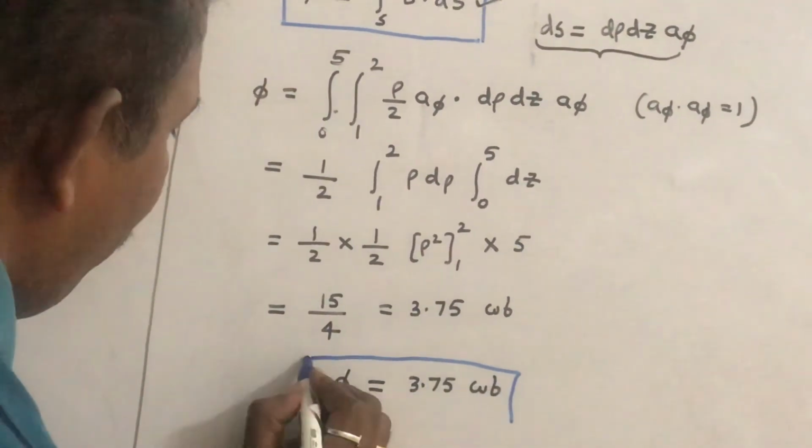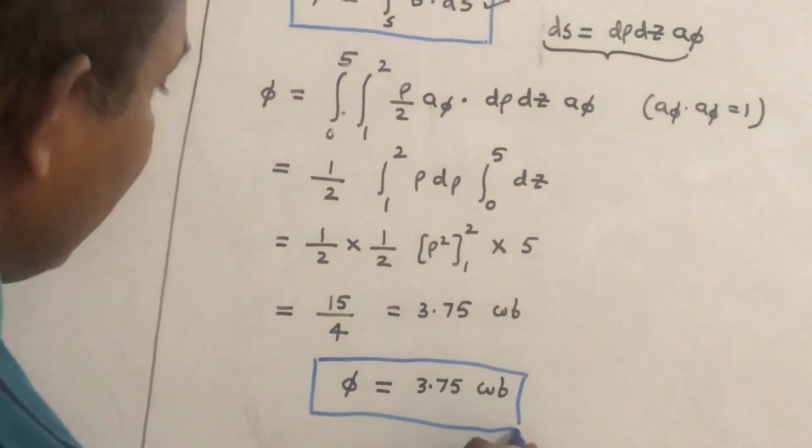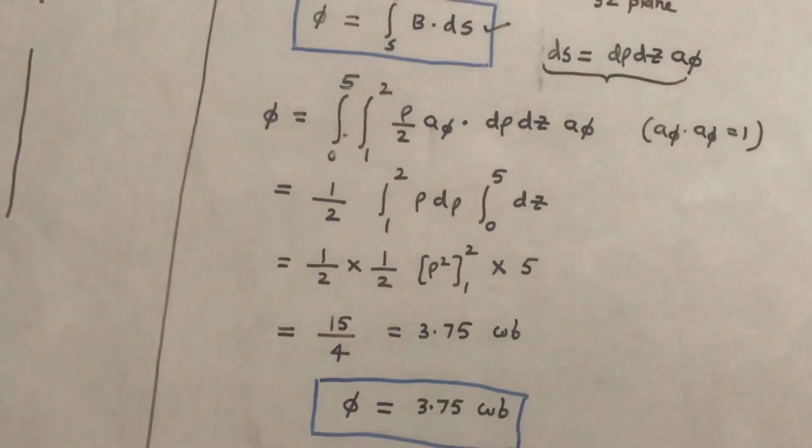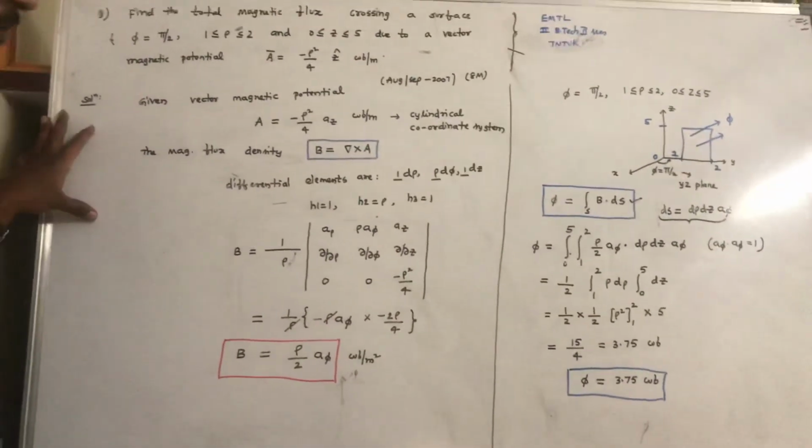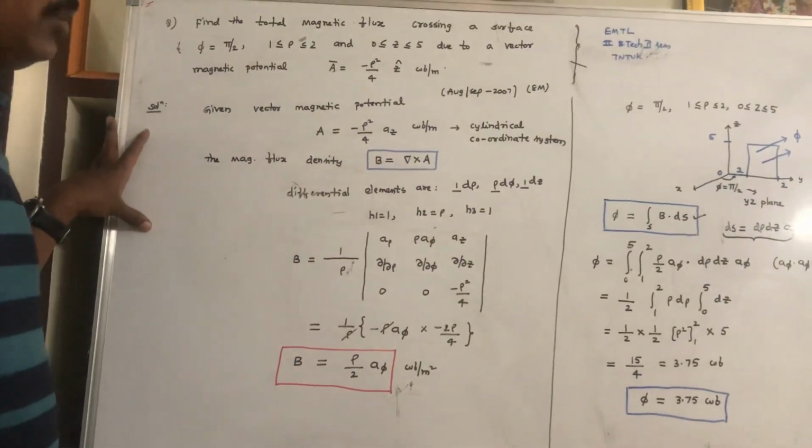Very simple question. This is the magnetic flux crossing the given surface. Very important question. This is what we have to write to get full marks.